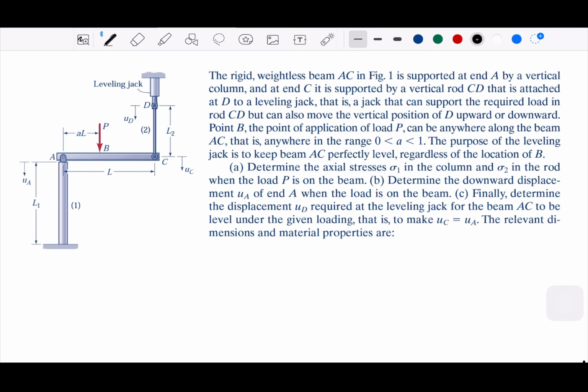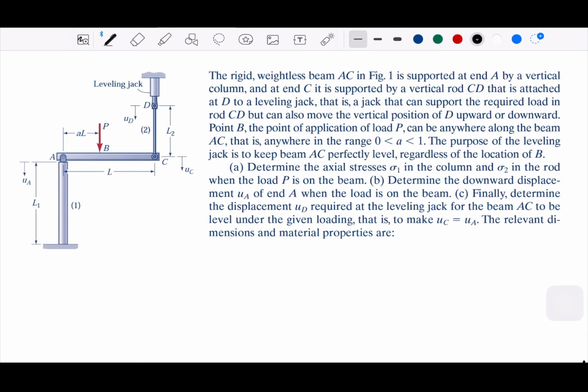And then the question is here, in the second paragraph. First is to determine the axial stress in the column and in the rod. So we have two axial stresses, sigma 1 and sigma 2. This is the column and that's the rod, okay? When load P is on B. Then determine the downward displacement of end A when the load is on B, so there will be some displacement at this point A. And the last question: determine the displacement UD required at the leveling jack for the beam AC, so at the point D, to be level under the given loading, that is to make UC equal UA.